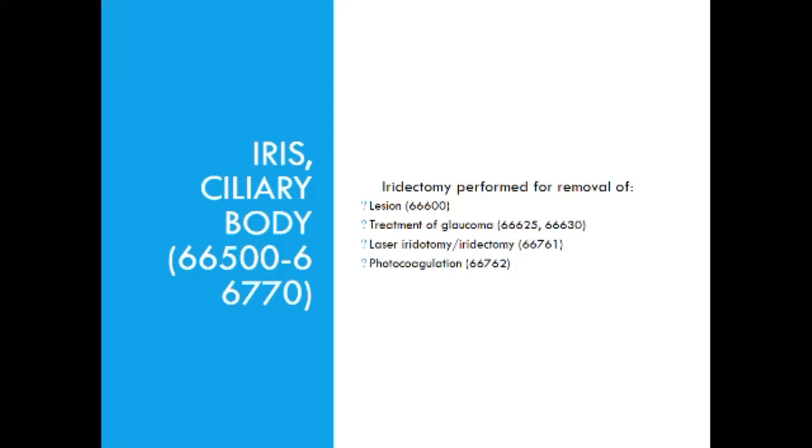Iris, ciliary body, 66500 through 66770. Some examples of these codes would be an iridectomy performed for removal of a lesion, 66600; the treatment of glaucoma, 66625 or 66630; laser iridotomy or iridectomy, 66761; and photocoagulation is 66762.